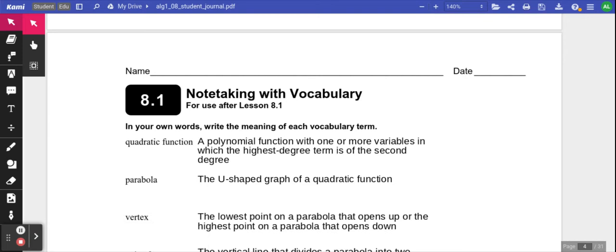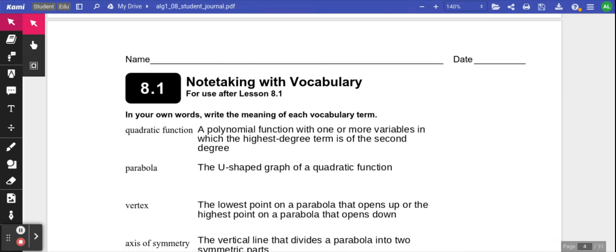Hello, everyone. So today, I know it says 8.1 right there, but we're actually going to go over 8.3. We're on page 247 of your student journal. I know it's a little strange the way that we're starting in chapter 8. Chapter 8 is all about graphing different quadratic equations, quadratic functions.